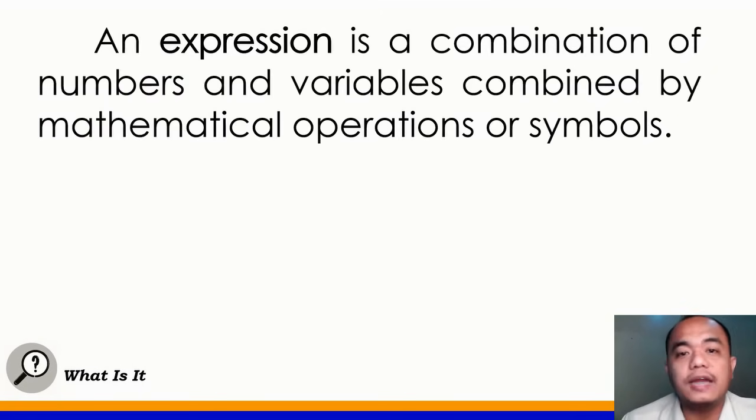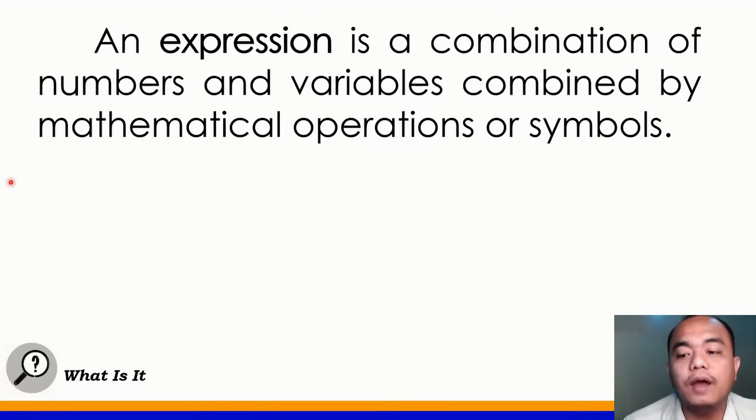Now, an expression is a combination of numbers and variables combined by mathematical operations or symbols. So, when you talk about an expression, this could be a combination. Even a single number is an expression. It's a combination of numbers or a variable. A variable can be any letter in the alphabet. And this can be combined with symbols: addition, subtraction, division, and multiplication.